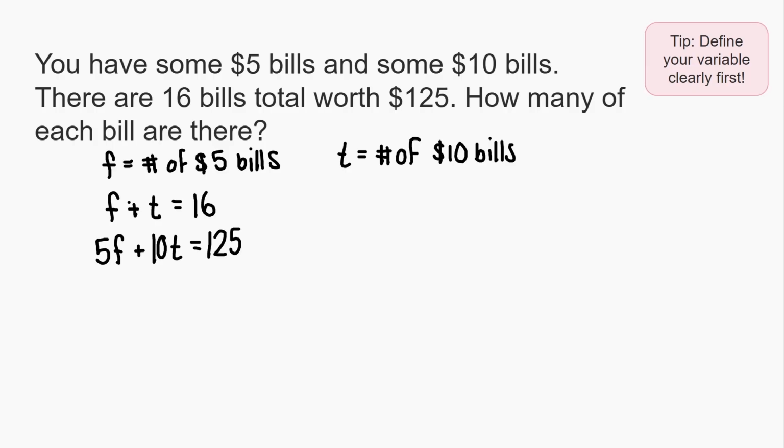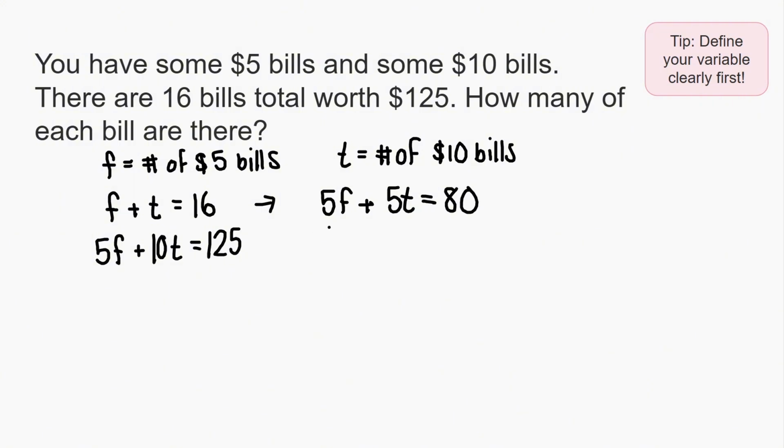Now for this one, there's a few ways you can solve it. You can either solve by substitution or elimination. In this case, I'm going to use elimination. But first, I'm going to multiply the top by 5. Okay, so if I multiply the top by 5, I can get 5f plus 5t is equal to 16 times 5, which is 80.